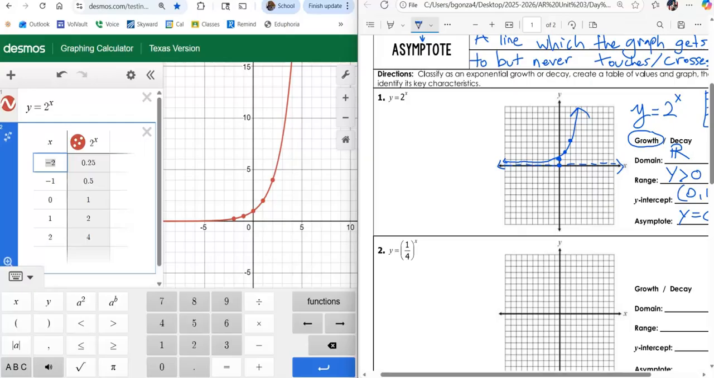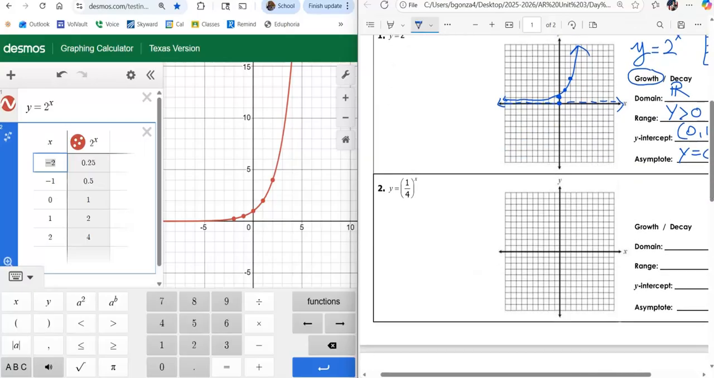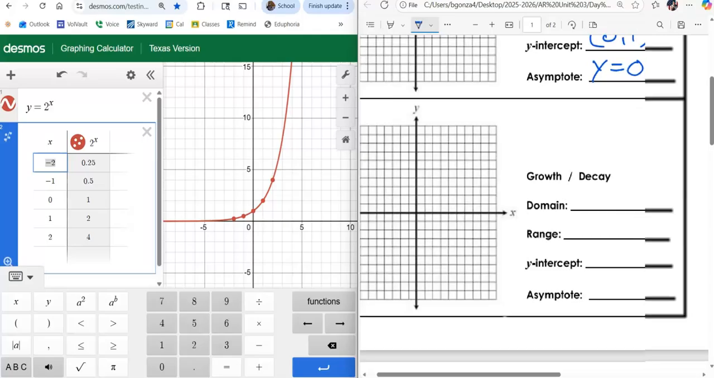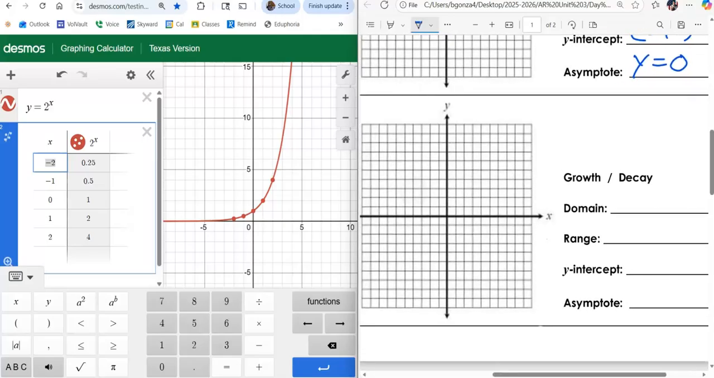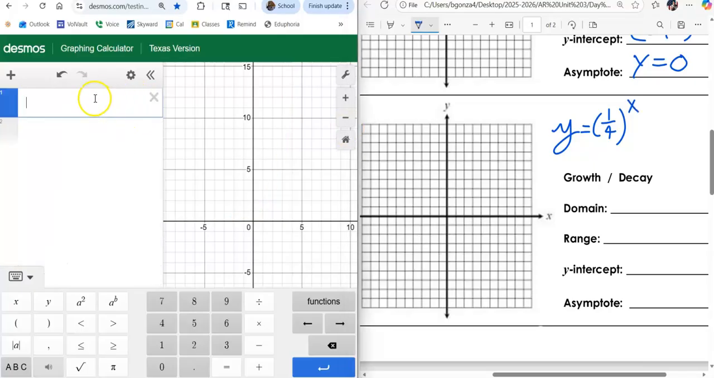I'm going to show you number 2 and then one on the back, and that's it. All right, number 2. 1/4 x. All right, here we go. Ready? So y equals parentheses 1 divided by 4 parentheses x.